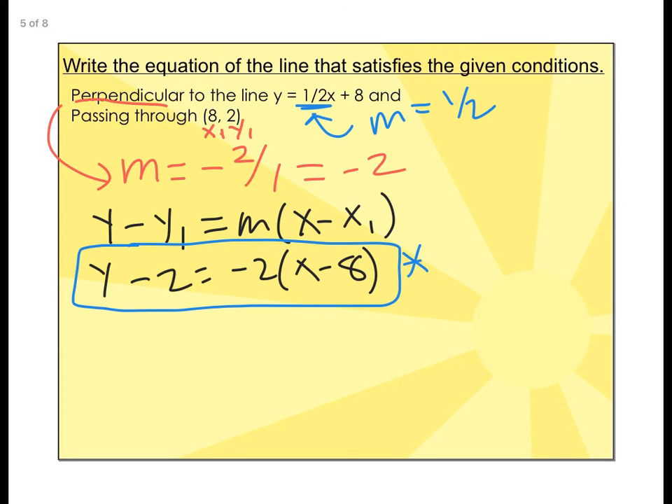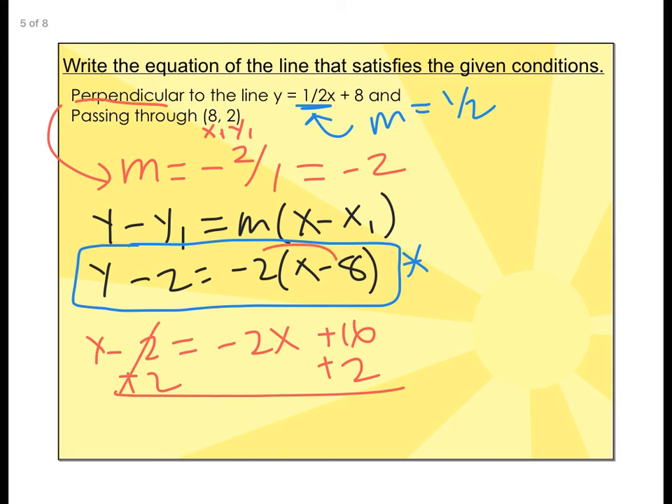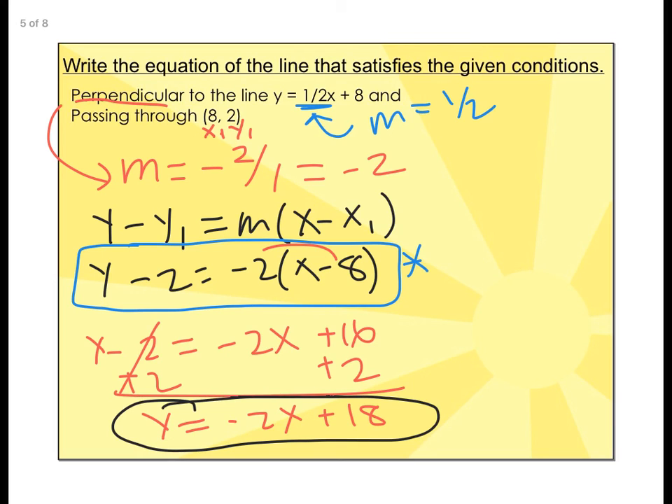If you prefer putting it into slope-intercept form, we would distribute and get y minus 2 is equal to negative 2x plus 16. I'm distributing that negative 2 to that negative 8, and then I would add 2 here. So if you like having your equations in slope-intercept form, that's fine. This is what it would look like for that. Both answers are correct here.